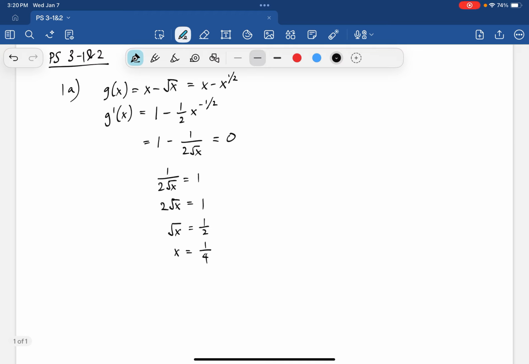Or actually, there's one more critical number, and that's where the derivative doesn't exist, and that would also be x equals 0. So I would say that would be an additional critical number.